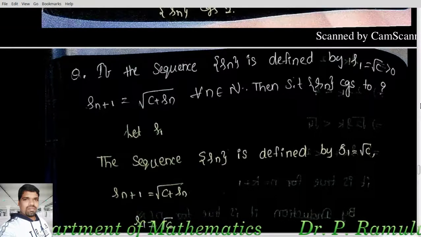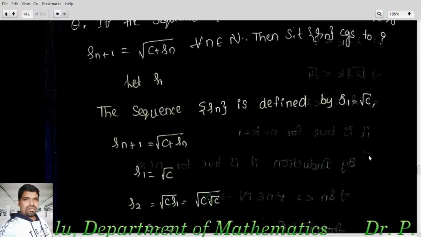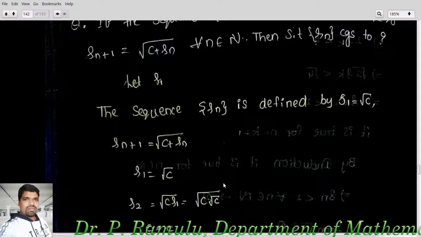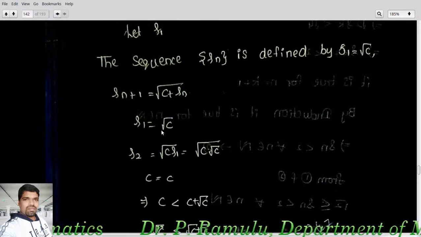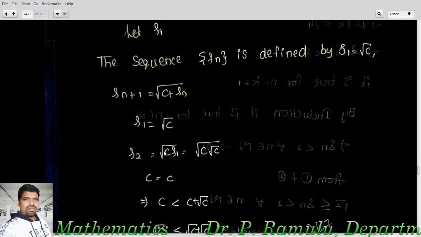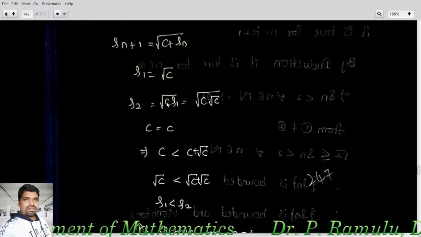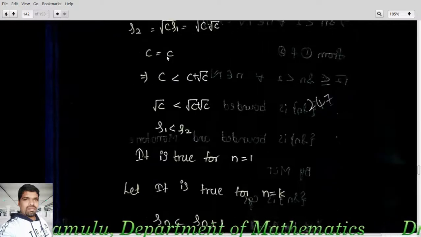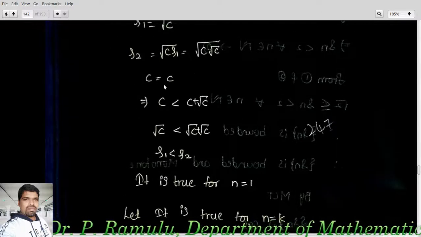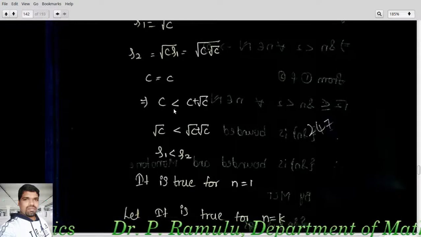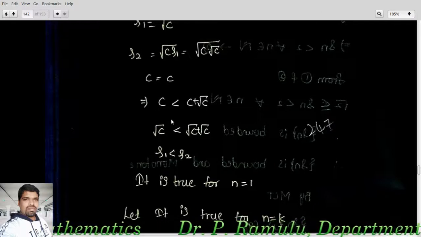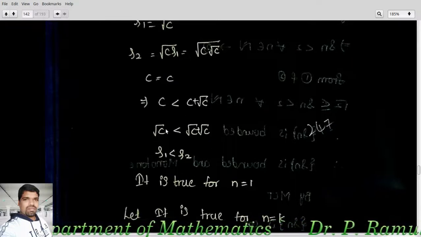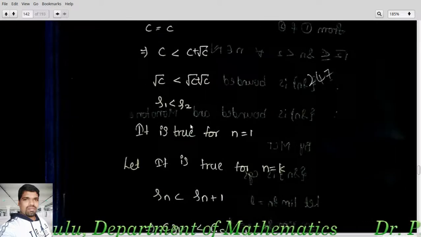Let the sequence Sn be defined by S1 equal to root C, and Sn plus 1 equal to root C plus Sn. So S1 equal to root C. S2 is equal to what? Root C plus S1. Here we have plus. S2 equals root C plus S1. Taking C is less than C plus root C, and taking square roots on both sides, root C is less than root C plus root C. This is S1, this is S2. S1 is less than S2. It is true for n equal to 1.